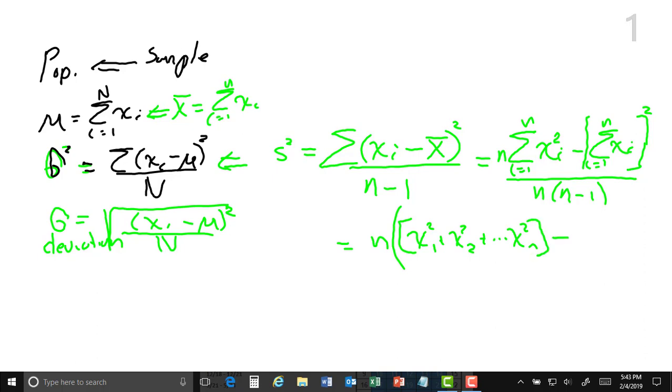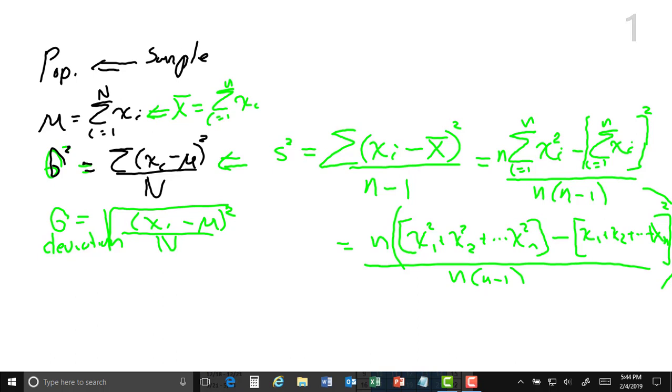Now, I'm finished with that, and then I come minus. Here's the minus sign. And what does this mean? Well, this means x1 plus x2 plus dot, dot, dot plus x of n, that quantity squared. Well, and then I have to close the parentheses here. You see, I ran out of space. And then I divide this by n times n minus 1.